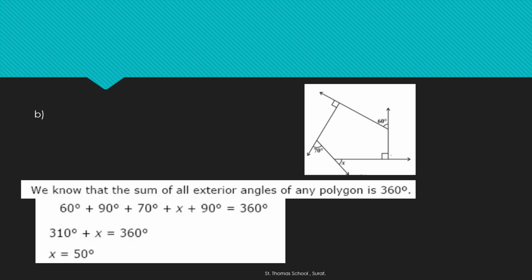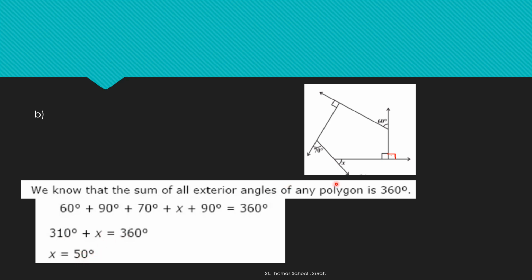So already we studied the sum of all exterior angles is equal to 360 degrees. So that means 60 degrees plus 90 degrees plus 70 degrees plus x plus 90 is equal to 360 degrees. Clear? Now we can add all the numbers. 90 plus 70, that is 160 degrees. 160 plus 90, that is 250 degrees. 250 plus 60, that is 310, plus x is equal to 360 degrees. Find the value of x. 360 minus 310, that is 50 degrees.